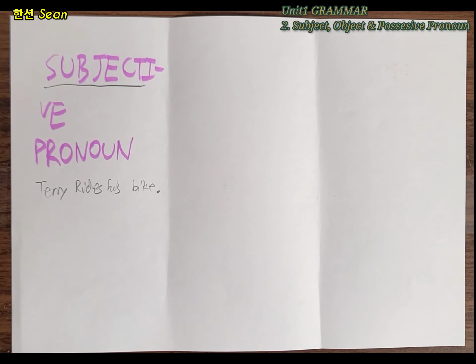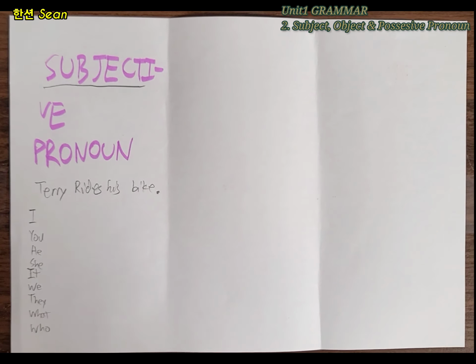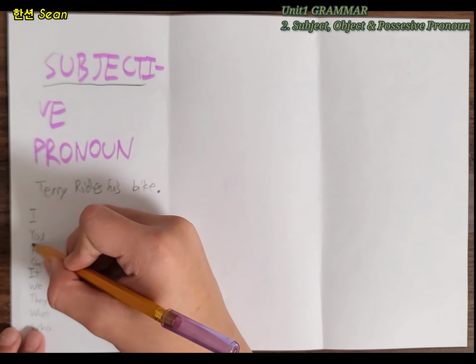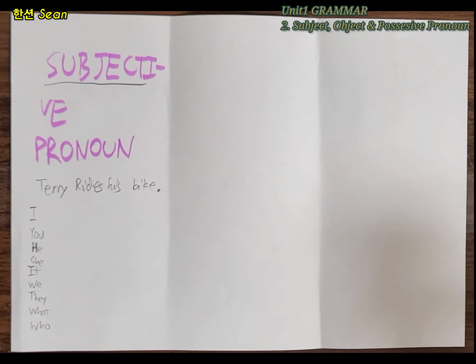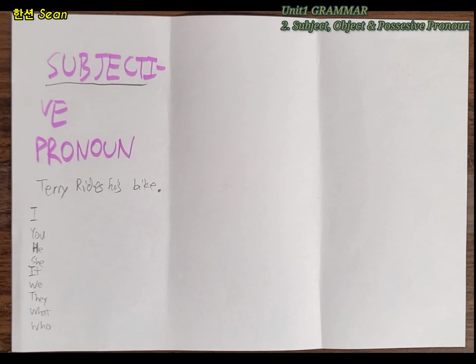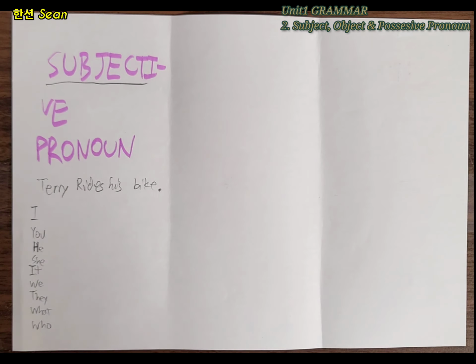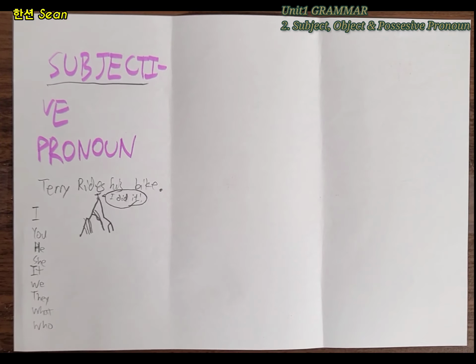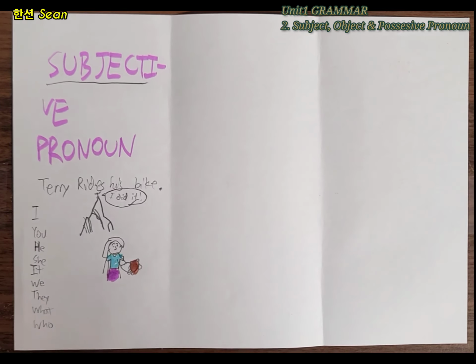Like, an example is Terry rides his bike. Some subjective pronouns are I, you, he, she, it, we, they, what, who. I would remember it like this: Aya! She went ahead and did everything she wanted. What? Who? Yeah, dialogue. We'll learn that later. Some examples are: I climbed a mountain. I did it. You gave me an apple.